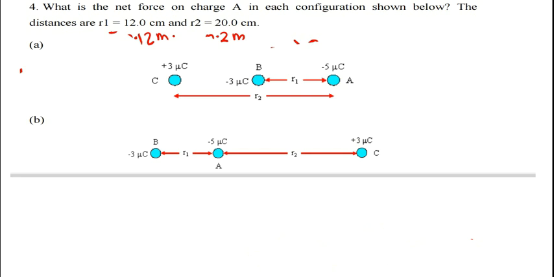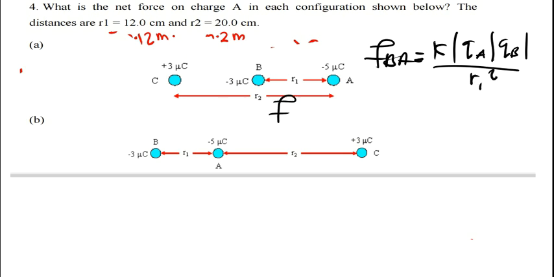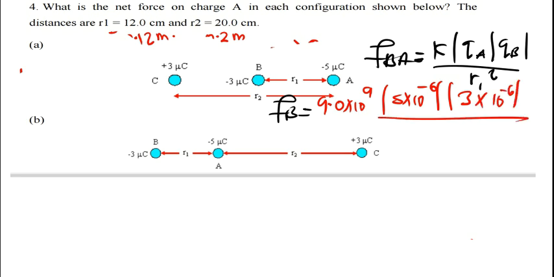So we are trying to find, it's the same thing, FBA. We'll have K QA QB over R1 squared. K is a constant, 9.0 times 10 to the power 9. Then QA is the same, 5 times 10 to the power negative 6. Again, this one we have B. It's the same, so I'll just ignore the negative like we said earlier. Now the R is 0.12 squared.